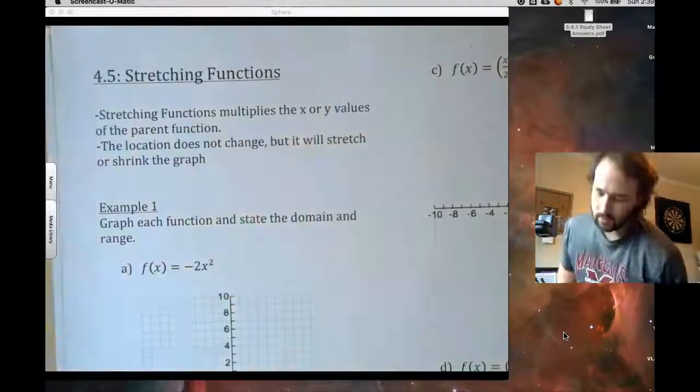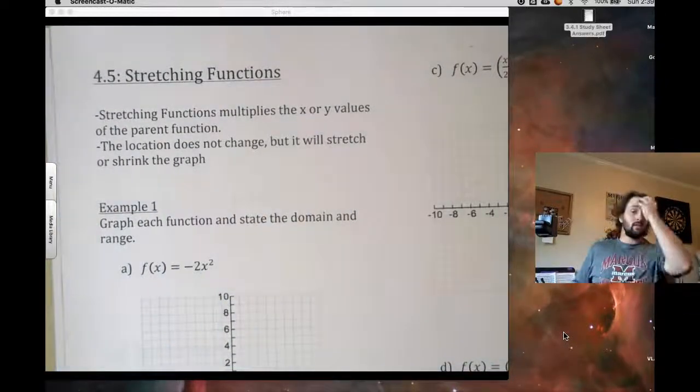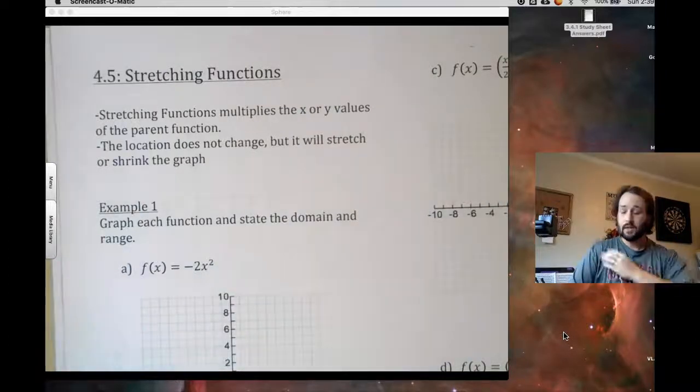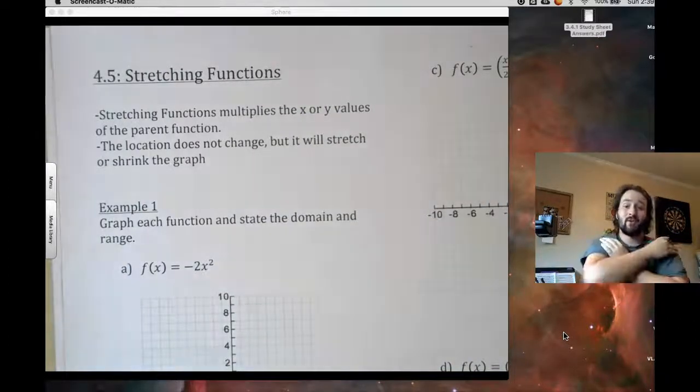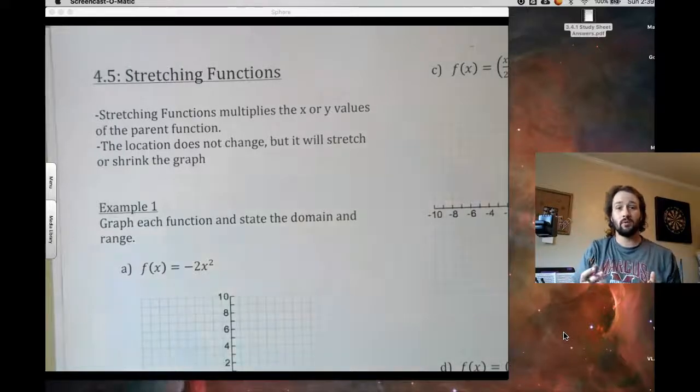What's up, you guys? In this one, we're going to be talking about stretching the function. So in the last video, we talked about moving it up, down, left, right, all those things. Now we're going to actually start multiplying our function. So the same rules are going to apply.